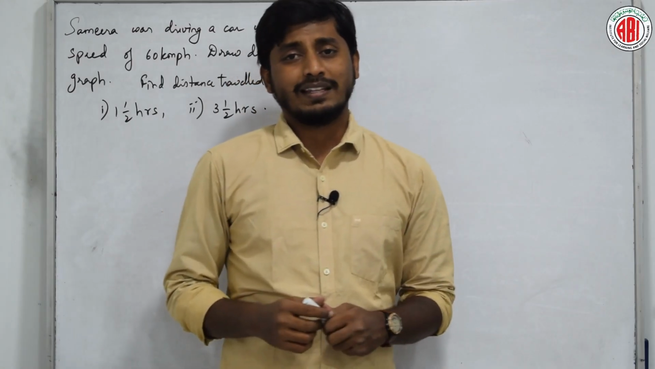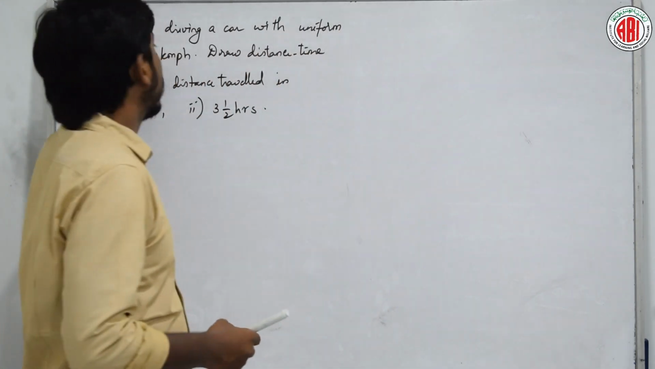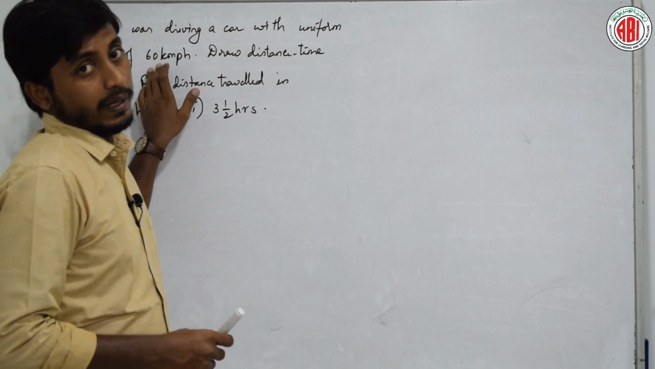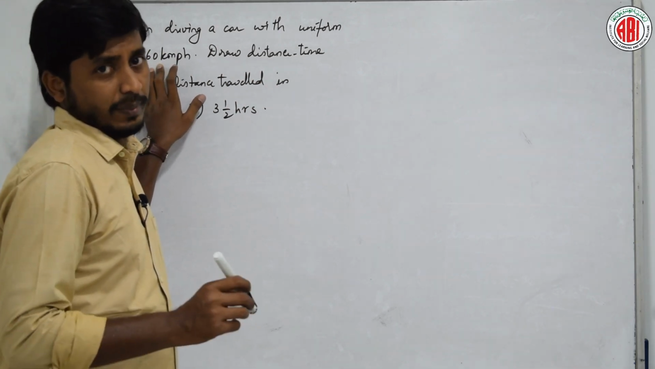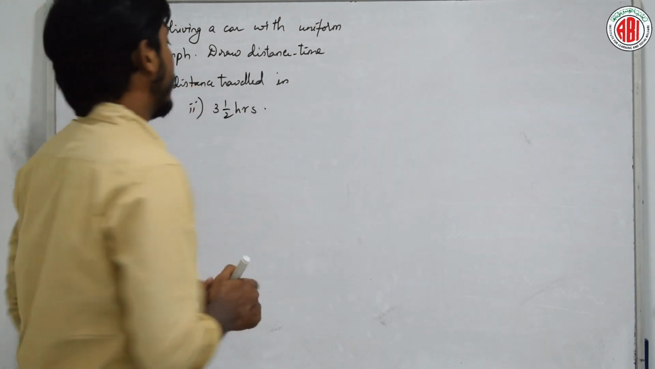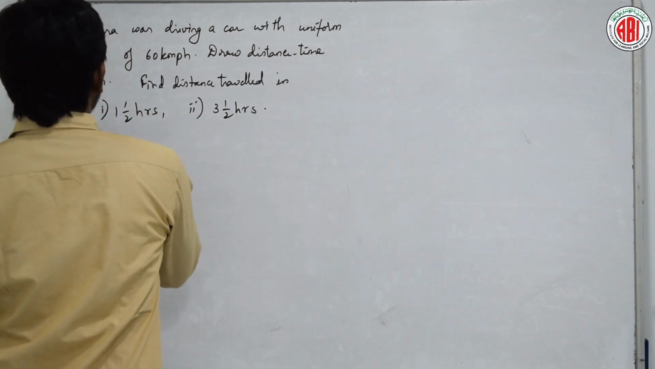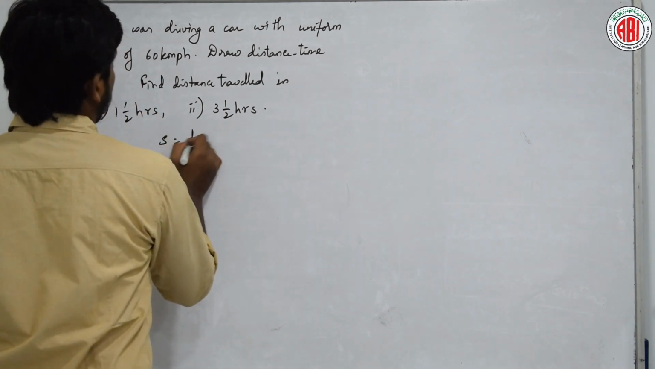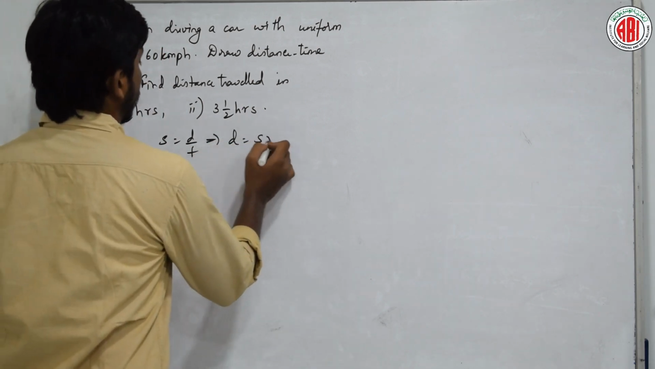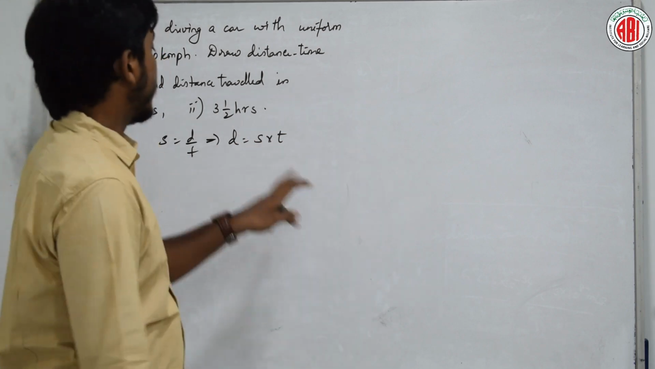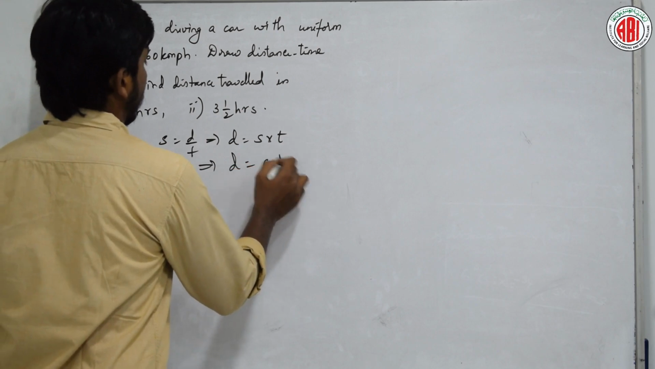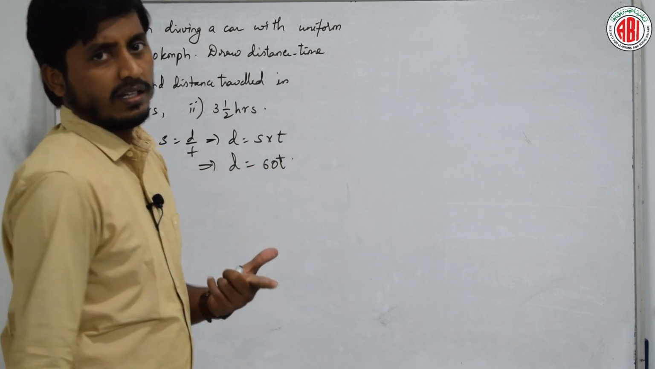Let's do it. Look at the next question here. He is telling that Samira was driving a car with a uniform speed of 60 km per hour. Samira is a person. She is driving a car with a speed of 60 kmph. Now tell me, what's the formula of speed? Speed is equal to distance by time. Then can I write it as distance equal to speed into time? Speed is already given as 60, so can I write it as distance is equal to 60t? Yes, right?